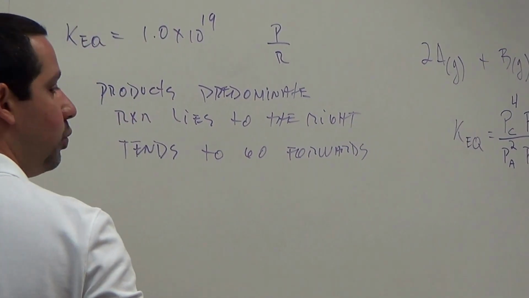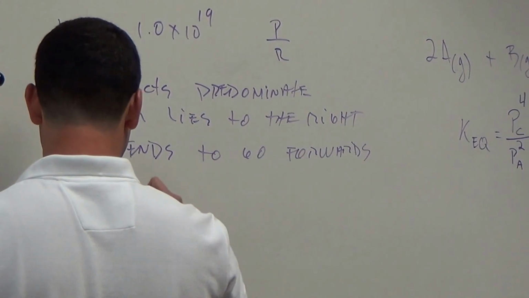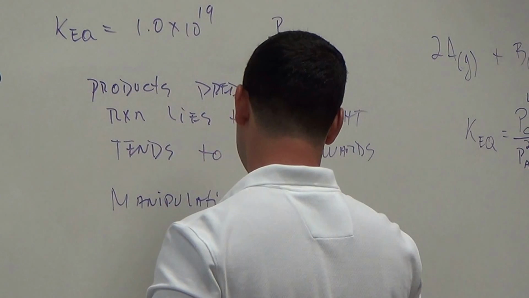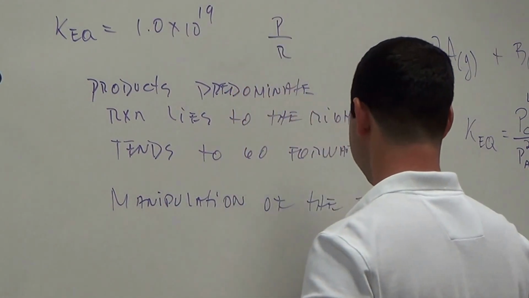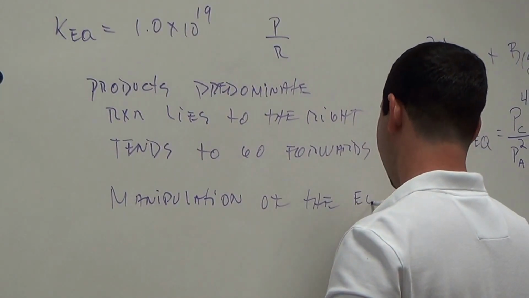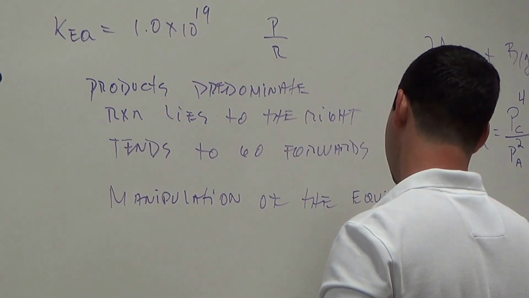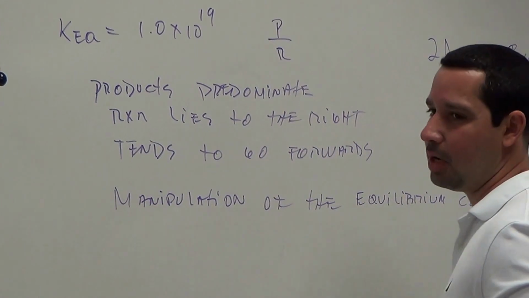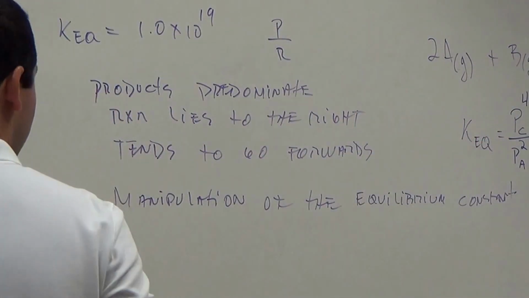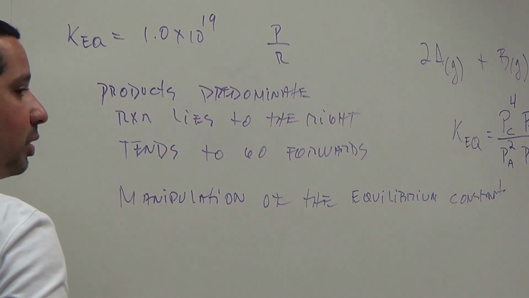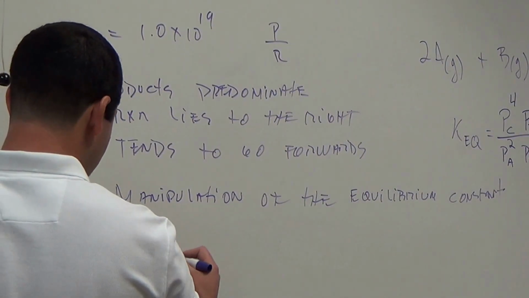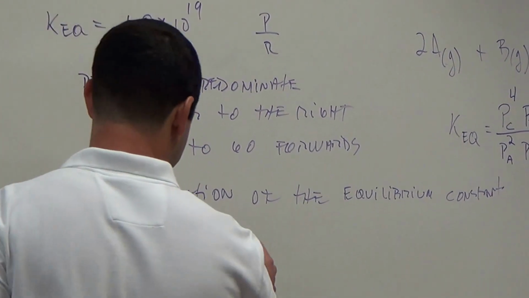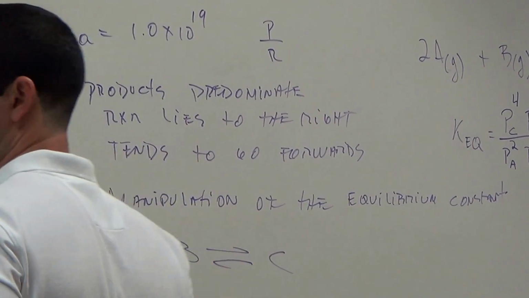Okay, what would you like to do? I call this manipulation of the equilibrium constant. This manipulation is mathematical manipulation. So this is what we do. Let's say A plus B give you C.